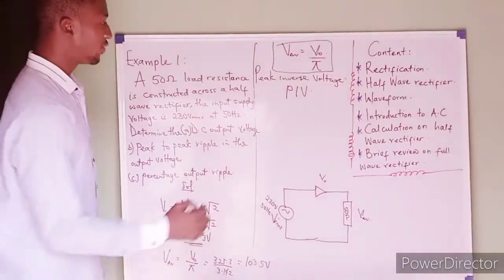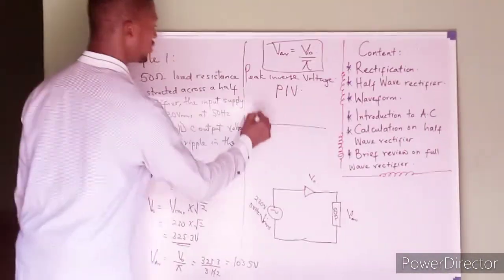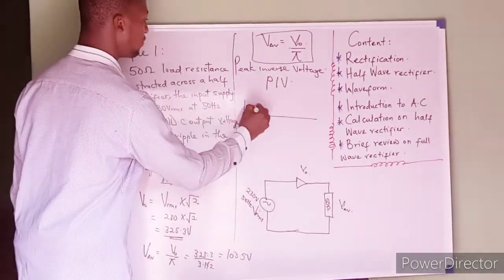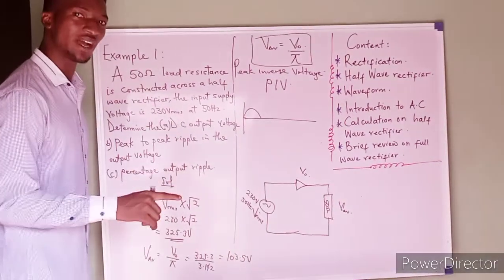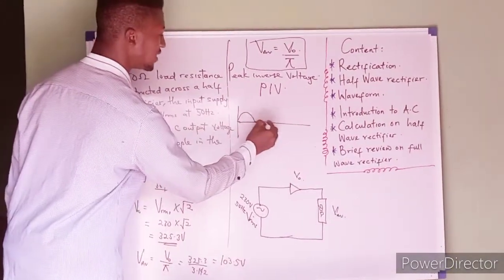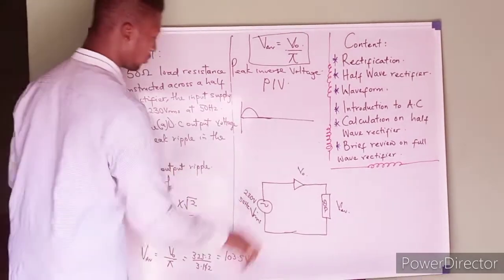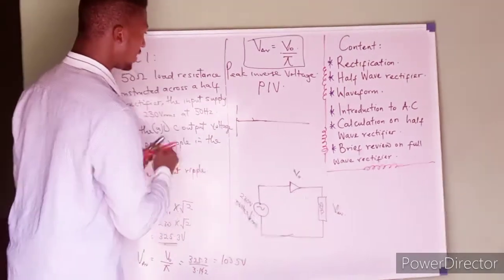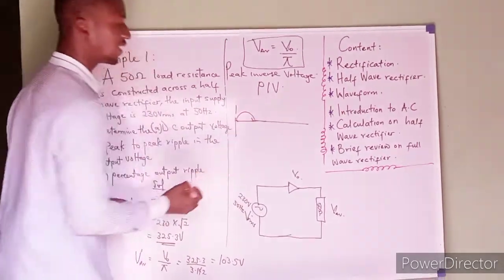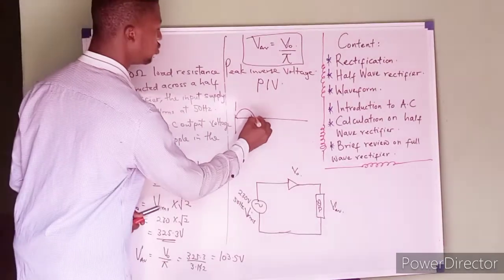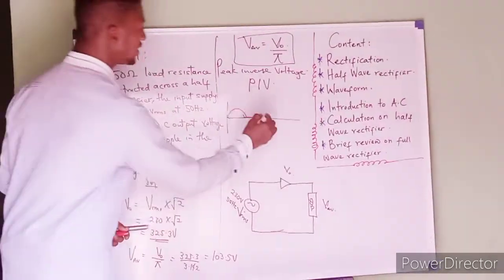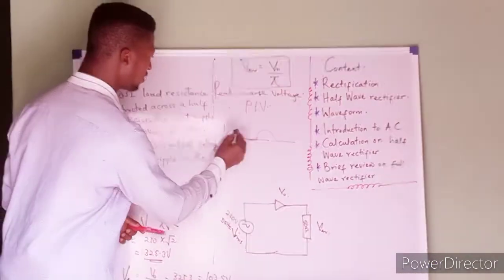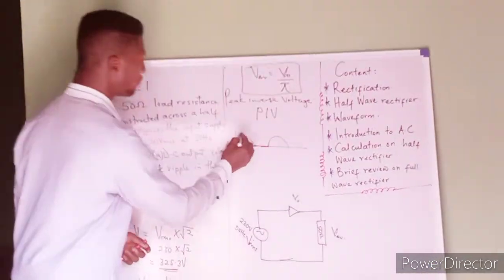Remember that when I gave the waveform of voltage, I said in the first half cycle there is a peak voltage produced, but in the second half cycle no voltage was registered. Let me use another marker so that we can understand. In the first half cycle voltage was registered. In the second half cycle no voltage was registered. This is what we refer to as the peak to peak.